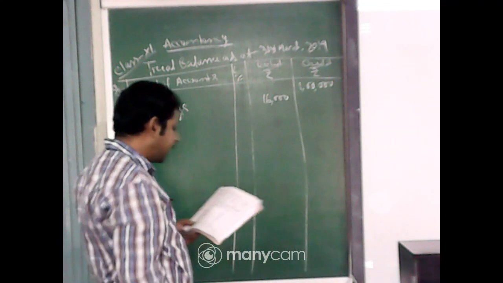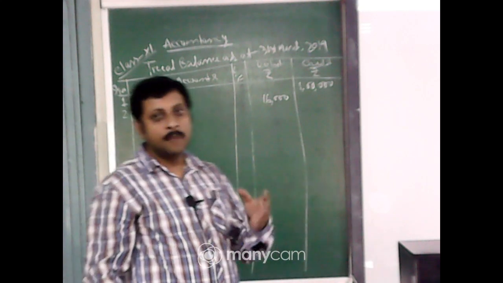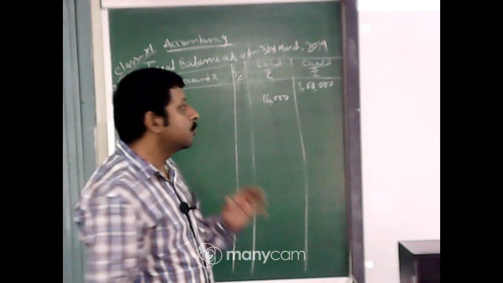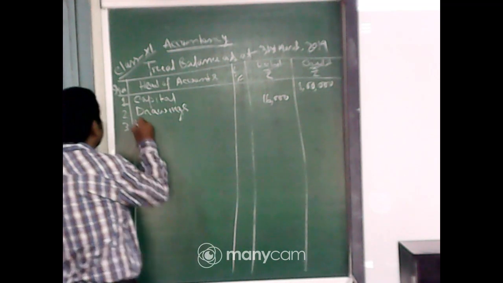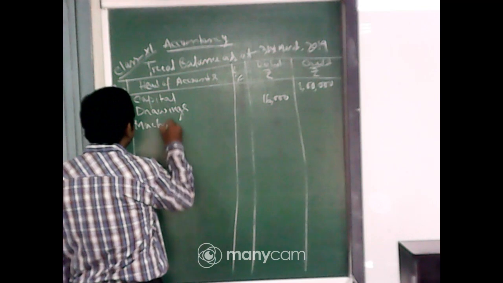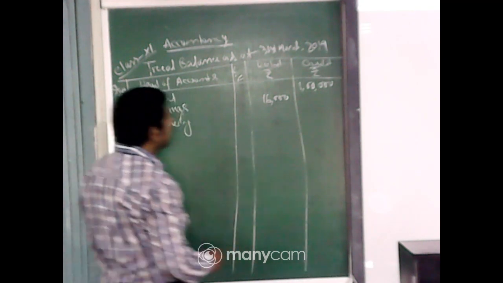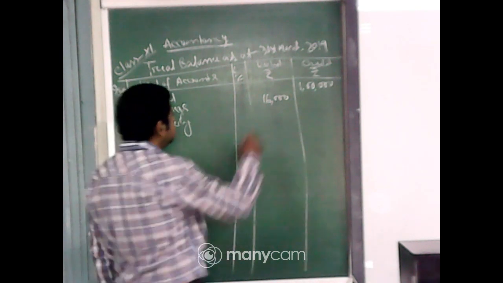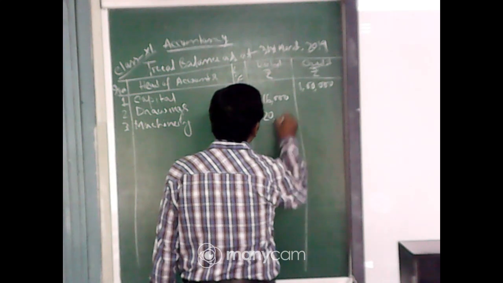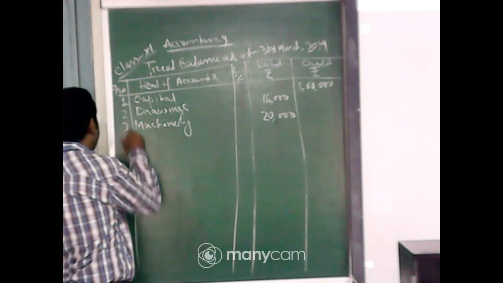Now machinery. A few moments before I discussed that all assets would be debit balances. So the machinery balance will be on the debit side. Machinery is an asset, so all asset balances will come on the debit side. So machinery will be 20,000. Okay. Now number 4.